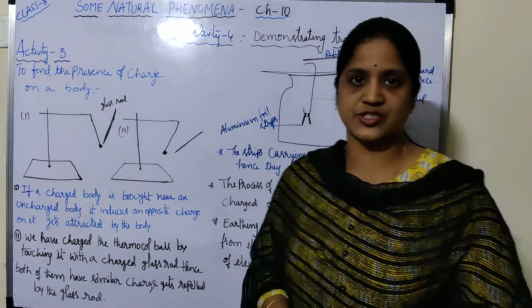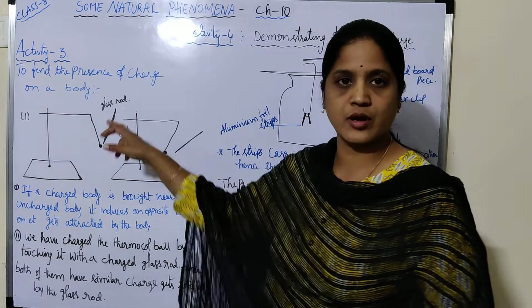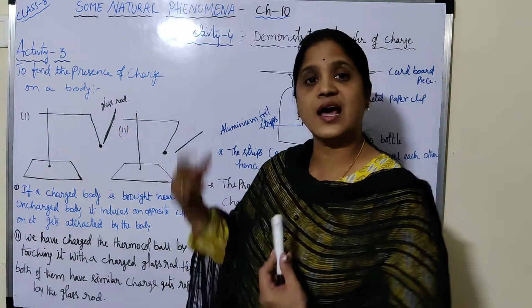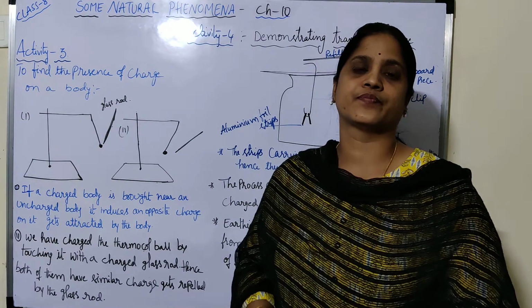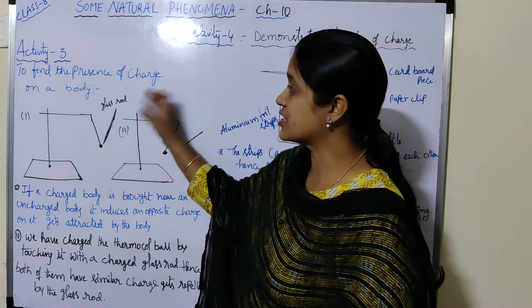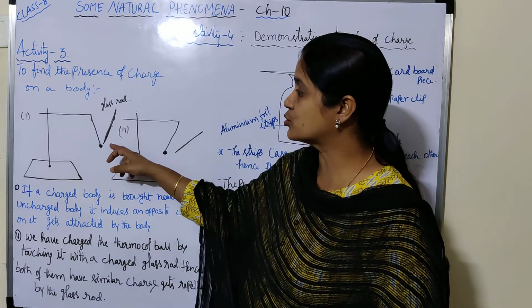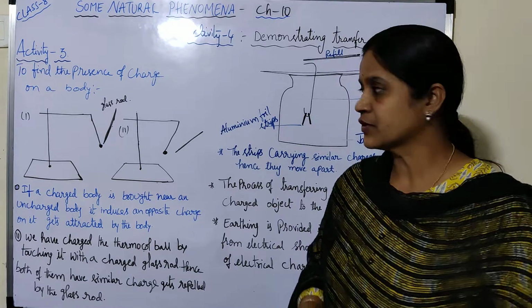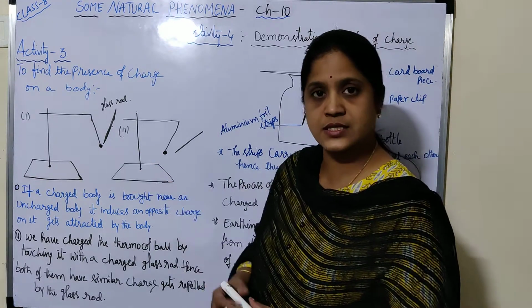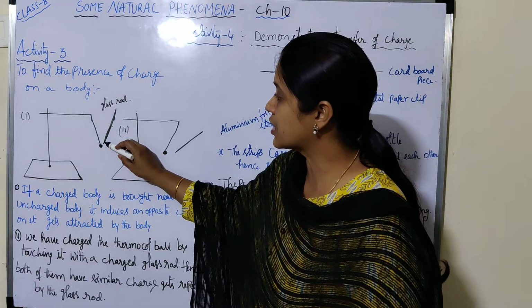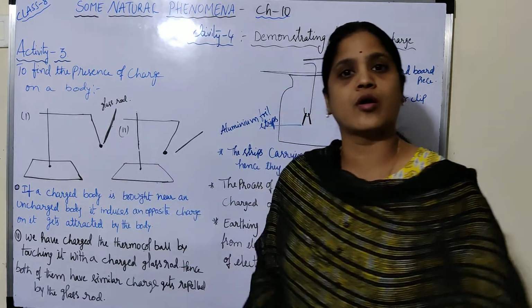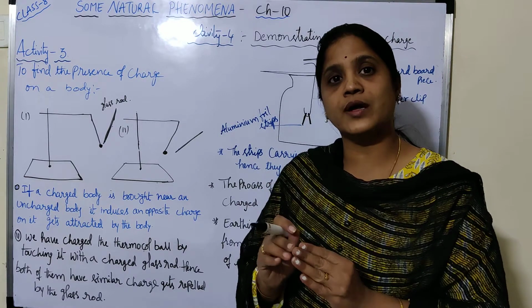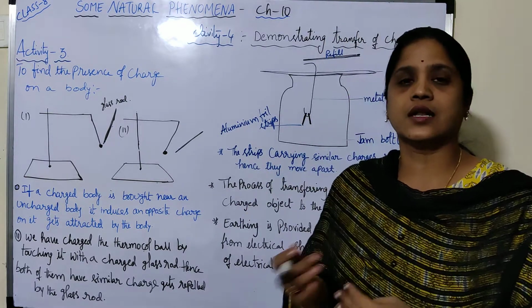Now take one glass rod and rub it with the silk cloth. When it is rubbed, the glass rod acquires some charge. When that charged glass rod is brought nearer to this thermocol ball wrapped in the silver foil, you can see an attraction between the glass rod and the thermocol ball.